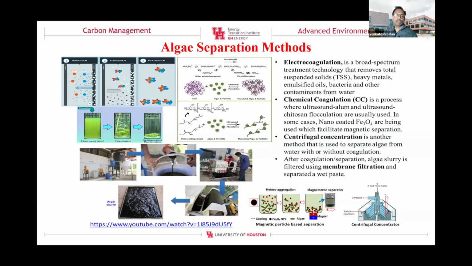Once you separate them out, we can filter them, and then we can dry them, and we can make a slurry out of that. We can also add some magnetic particles to that, and also separate using magnets. All these technologies are available and are being practiced in this industry. One of the biggest costs in the microalgae industry is separation of algae. If you identify the right methodology, then the cost of producing this algal biomass will be significantly reduced.